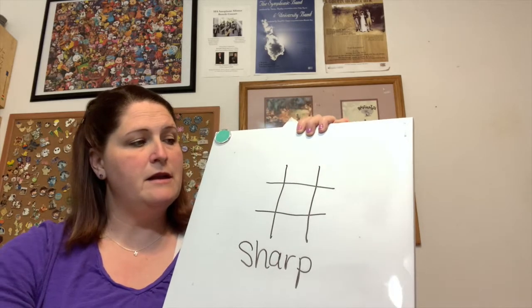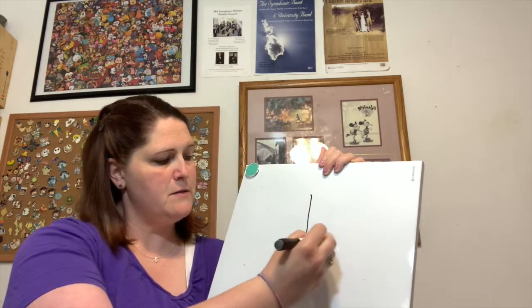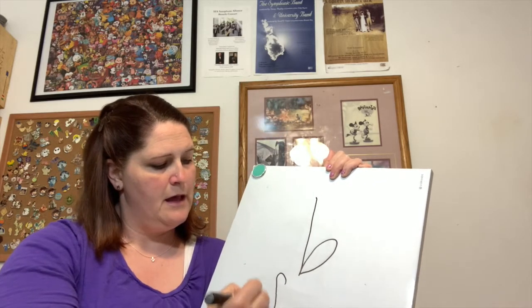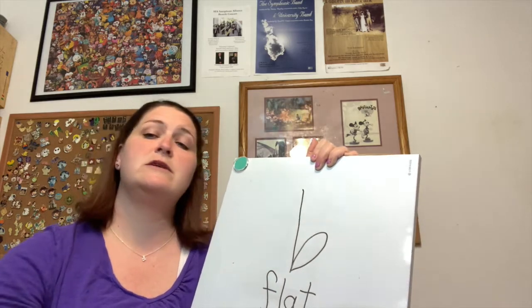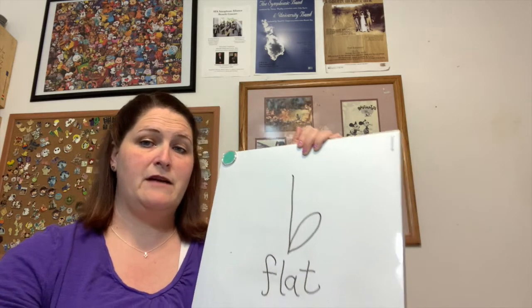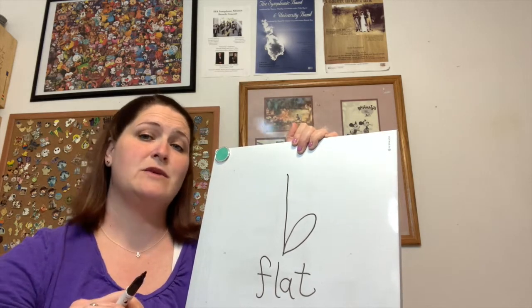Okay, the next one that we're going to talk about is the flat sign. The flat sign looks like a b, okay? And if you see a flat sign in front of a note, then you're going to lower the note by a half step. So that note going from the natural to the flat note is going to sound lower than the original note.